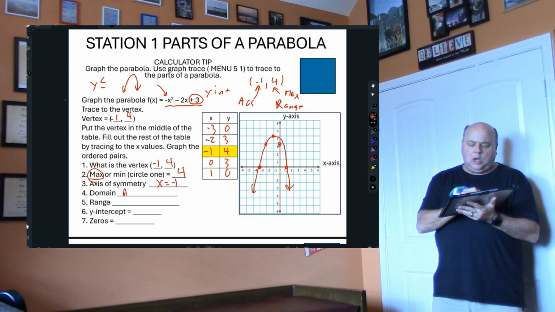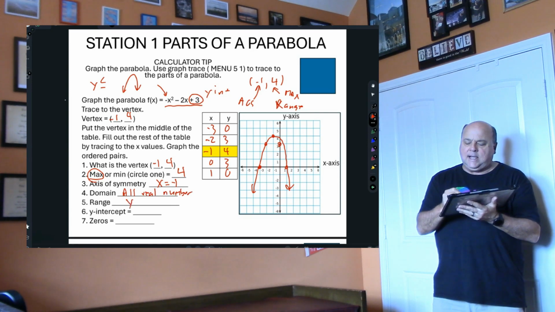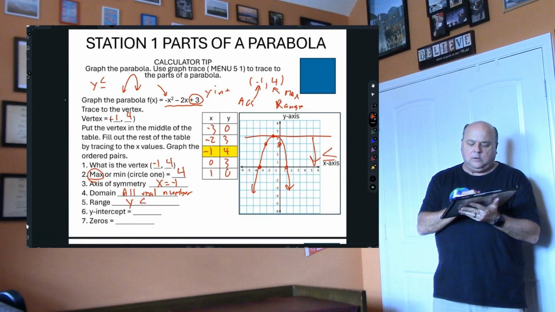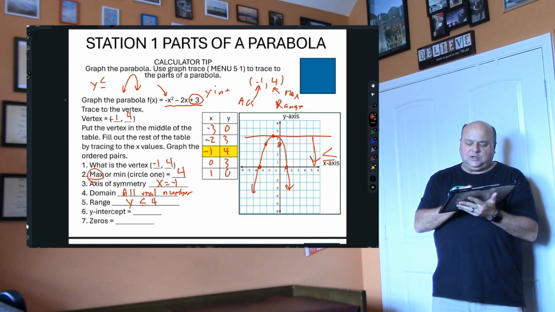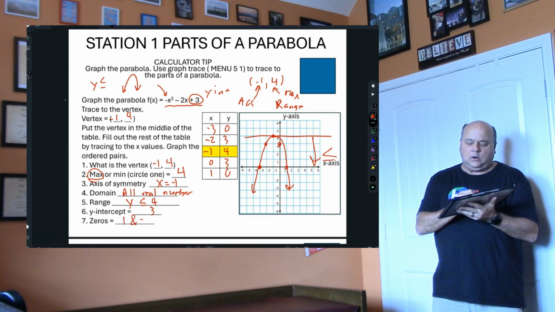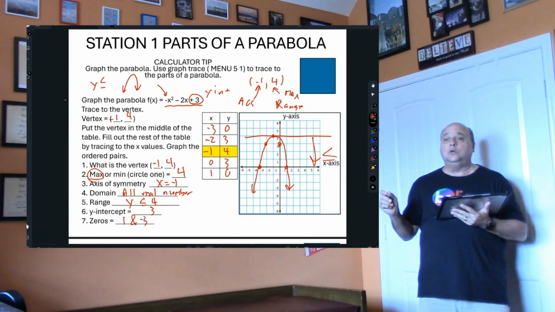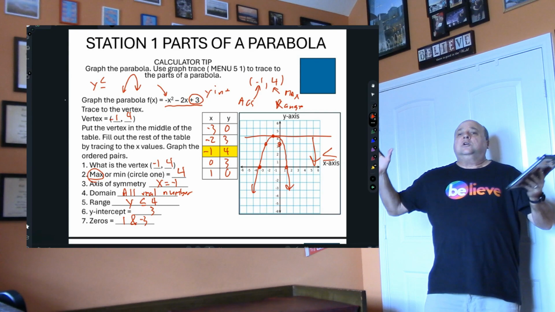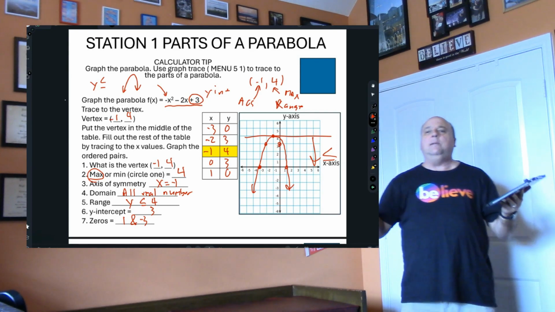Our domain will always be all real numbers if it's graphed. The range is going to be y, and notice it's going to be less than or equal to 4. The y-intercept is 3, and the zeros are 1 and negative 3, aren't they? Those are also called the solutions, aren't they? Got to get this parabola vocabulary down. It will be on a lot of tests.